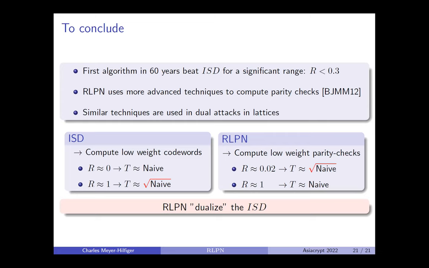The resulting effect is that when the ISDs are bad, our algorithm is good. We gain a square root factor. When the ISDs are good, our algorithm is bad. Well, it's not bad, it has the complexity of the naive search. And so we kind of dualize the ISD. Thank you very much.